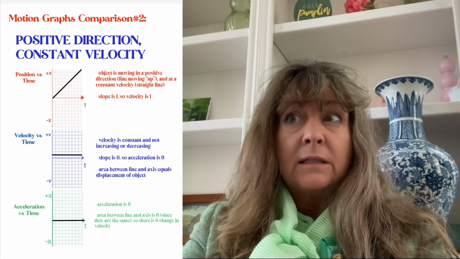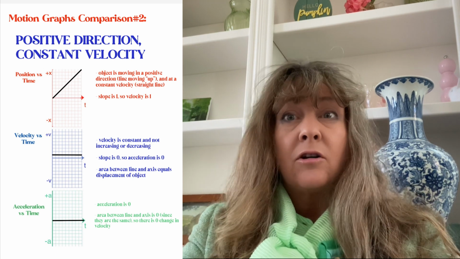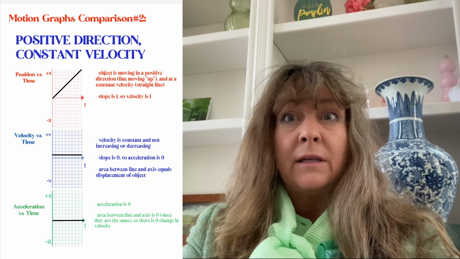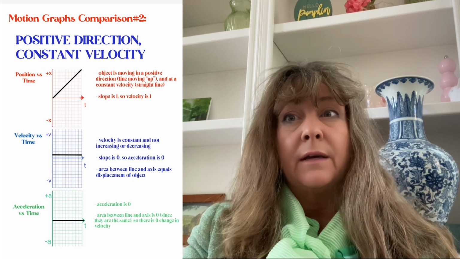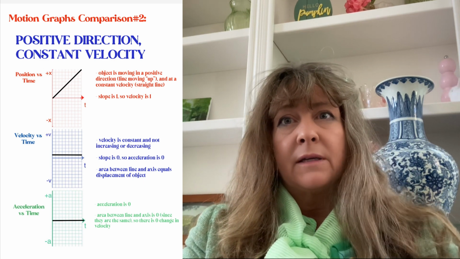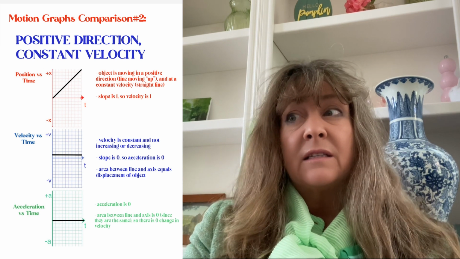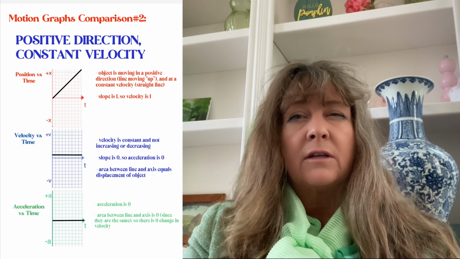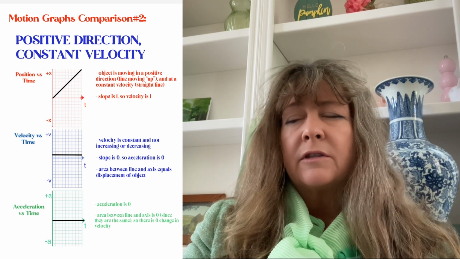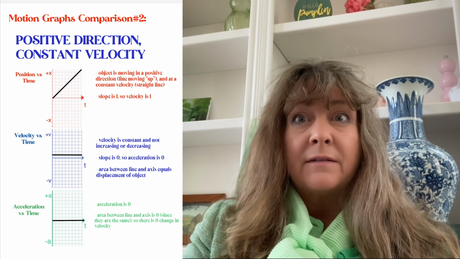So, motion graph number 2 comparison. This object is heading in a positive direction at a constant velocity, meaning the speed is just staying the same. It's not getting faster or slower. You see the line moving up because it's going farther and farther, and the line is straight since it's at a constant velocity. It's not changing speed, if you will. The slope is 1, so the velocity is 1.